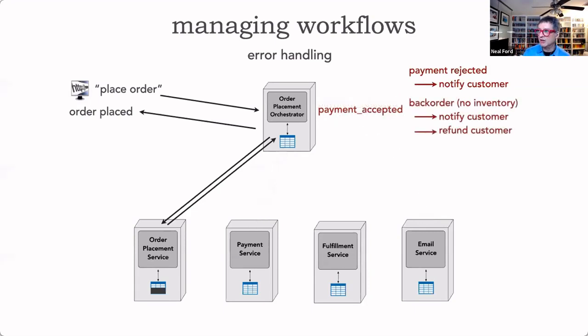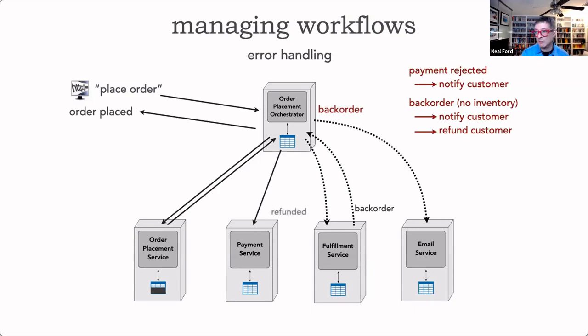The second error scenario is back order, because I don't have inventory. When I try to call fulfillment, it turns out that it's back ordered. So now a message comes back, saying, sorry, we don't have it. Now I need to send a message to the customer to tell them that it's back ordered. And I need to issue a refund to the payment service, because that's already executed before this happens as well.